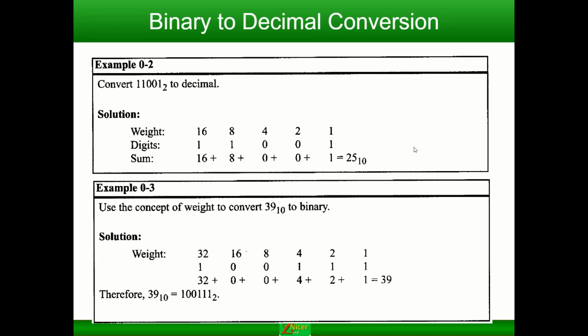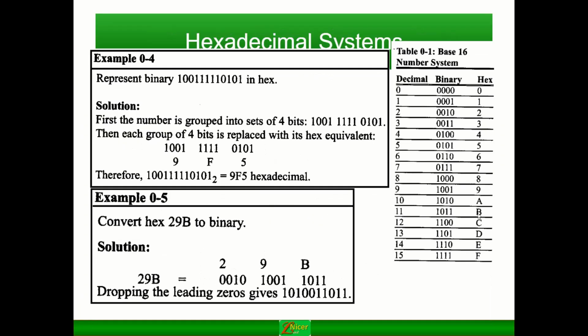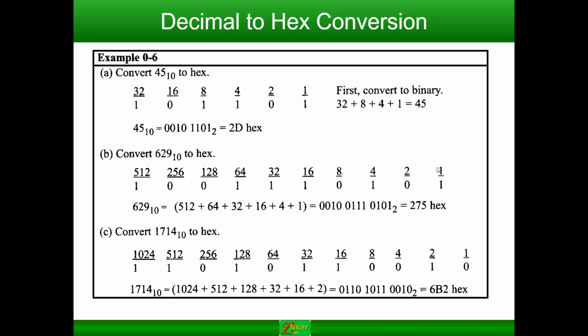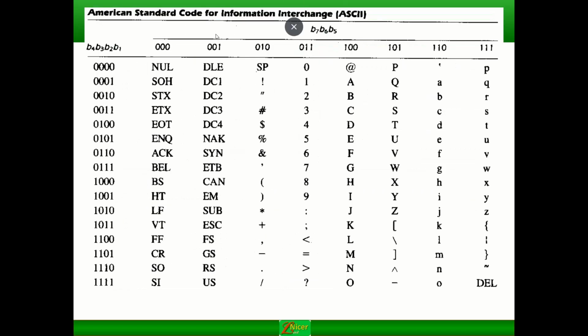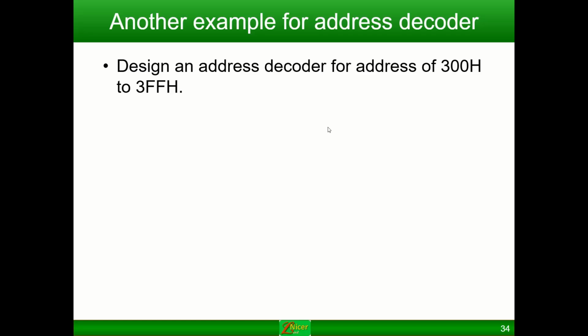This is the whole procedure as written in the example, and this is the conversion as we have seen in DLD in our previous course. These are hexadecimal systems. We have already studied them in the DLD course in the fourth chapter. These are all conversions that we have done earlier. So basically, we just have to show them again. So this is the process of two's complement. Okay, so this is ASCII, American Standard Code for Information Interchange. This is equivalent to this, and so on. So these continue. And another example of an address decoder is address 300H to address 3FFH.